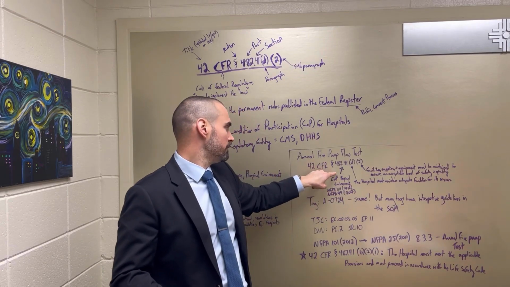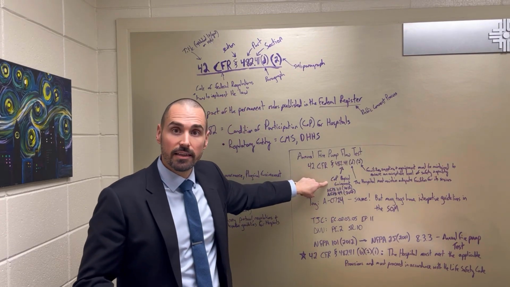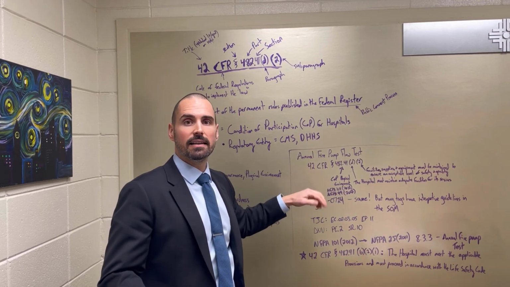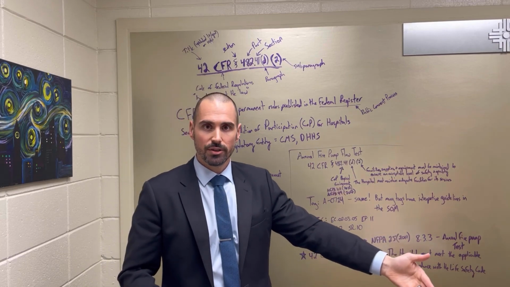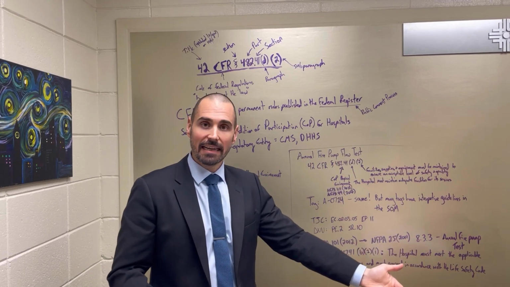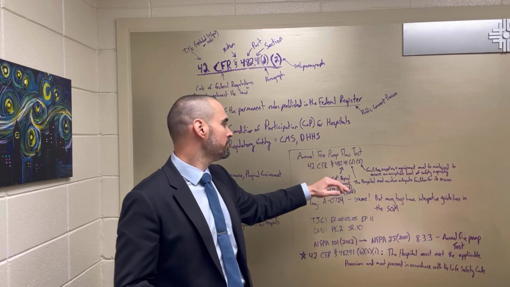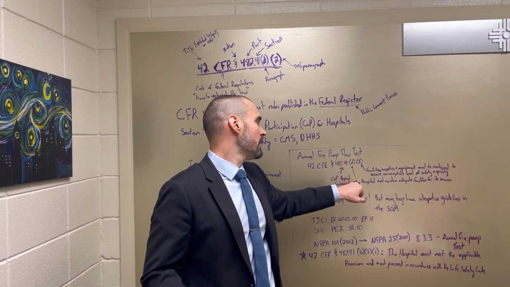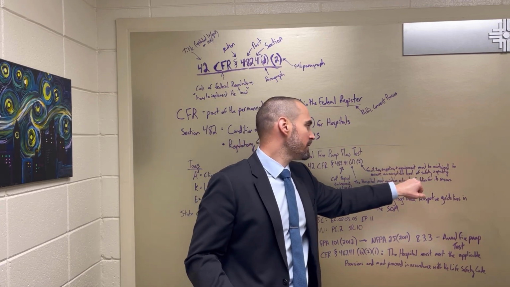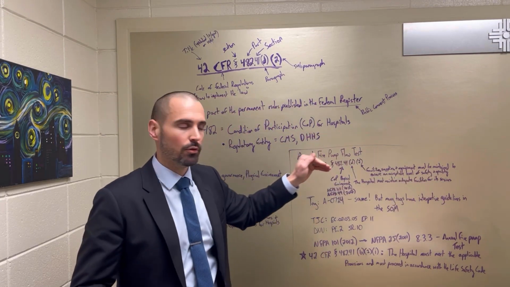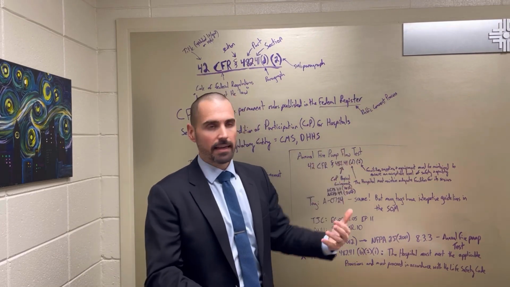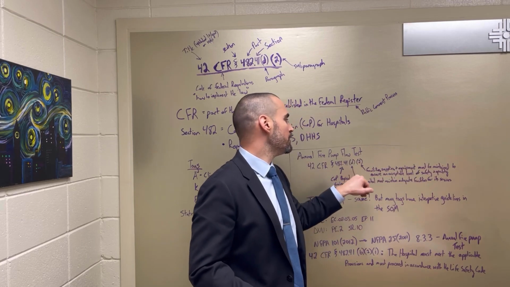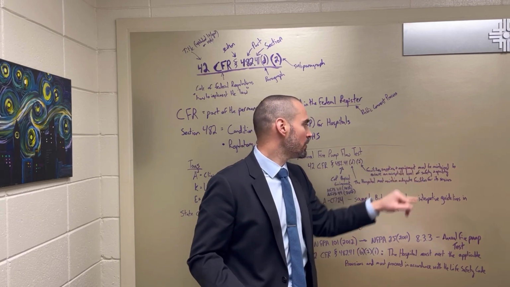So 482.41, that's the condition of participation for the physical environment, and that's actually where CMS says we use NFPA 101-2012 and NFPA 99-2012. We'll talk about that shortly. And then paragraph D says the hospital must maintain adequate facilities for its services. So it's very high level, right? And then the subparagraph breaks it down a little bit further. What does that mean? Facilities, supplies, and equipment must be maintained to ensure an acceptable level of safety and quality.